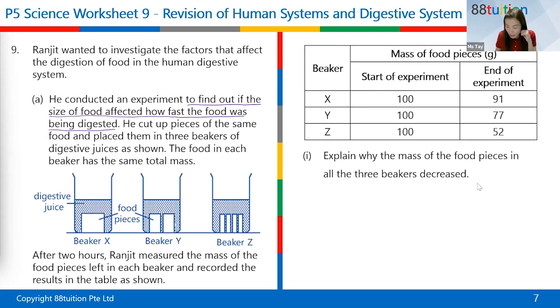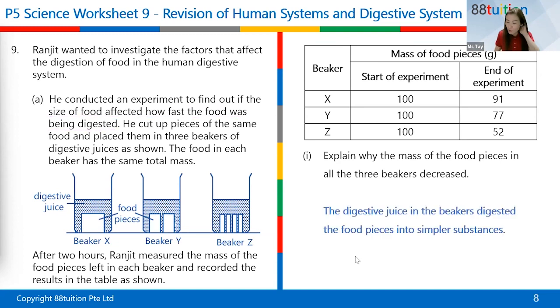So we have the answer here. Digestive juice in the beakers digested the food pieces into simpler substances. That's why the mass decreased.